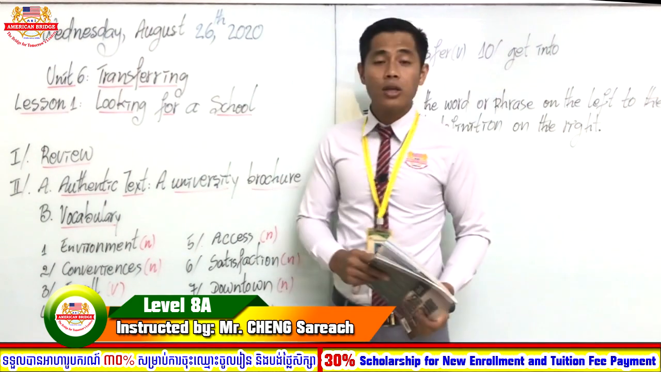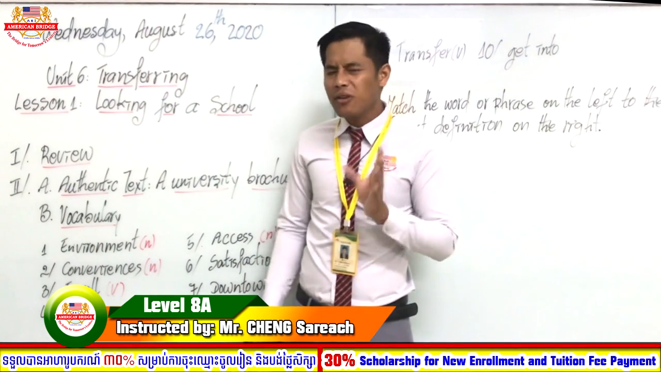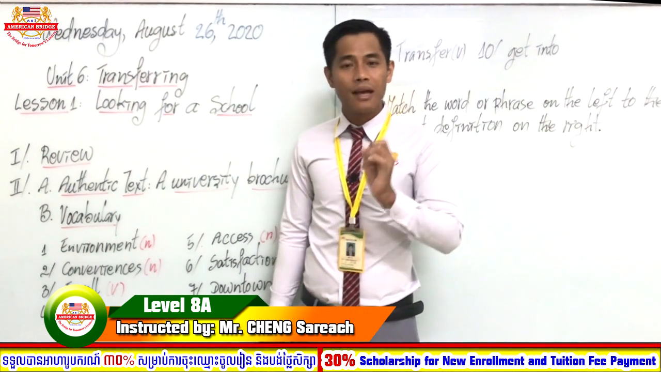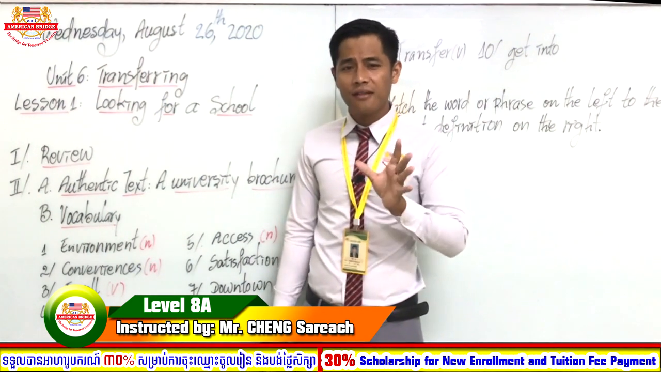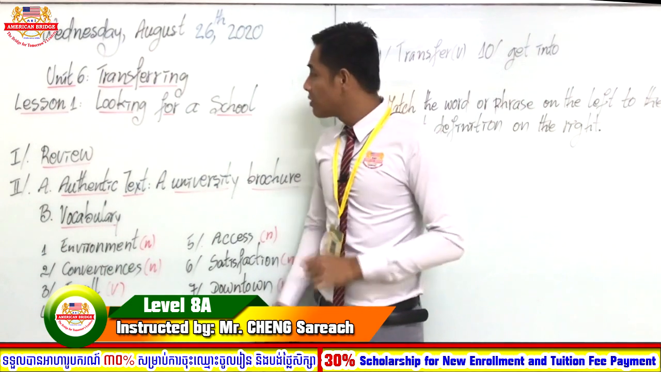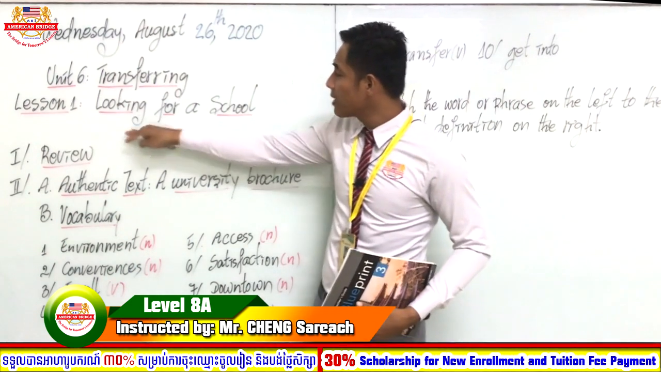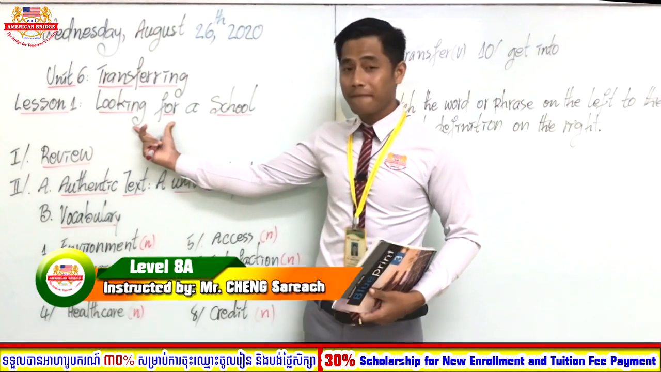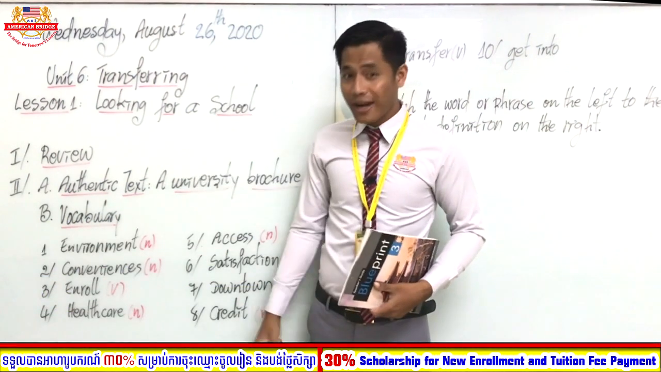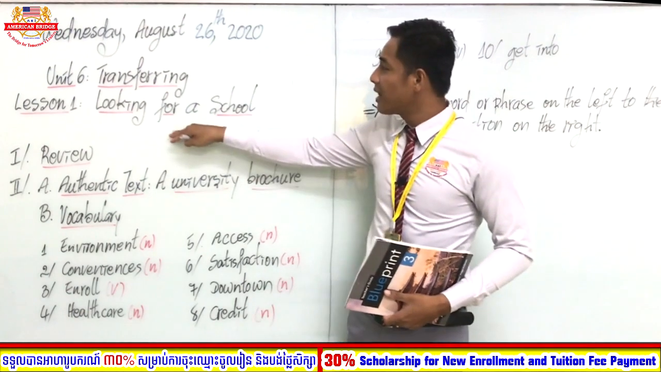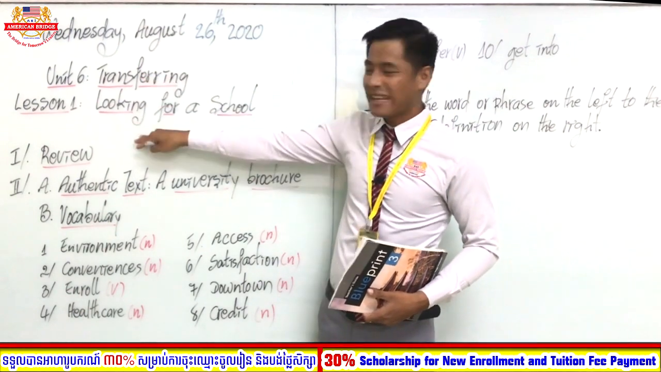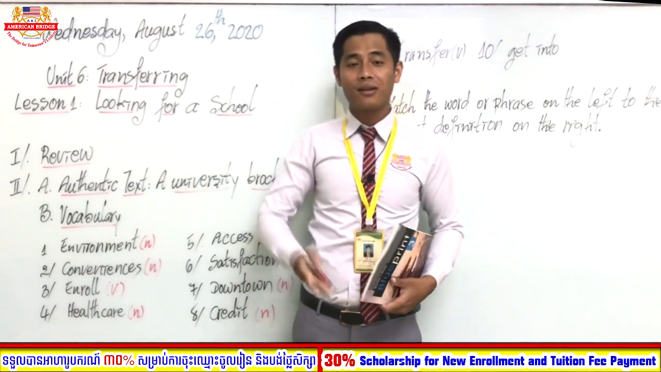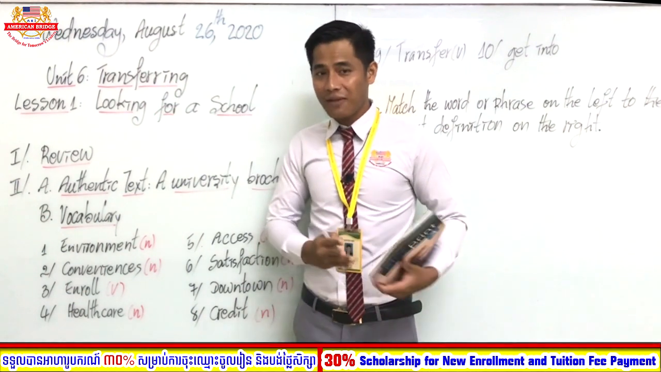You know already every unit in Blueprint 3 contains five lessons. So this is the first lesson, Looking for a School. Looking for a school means finding a school, right? Before we start learning about Unit 6, Lesson 1, teacher would like to review the previous unit that we have learned.